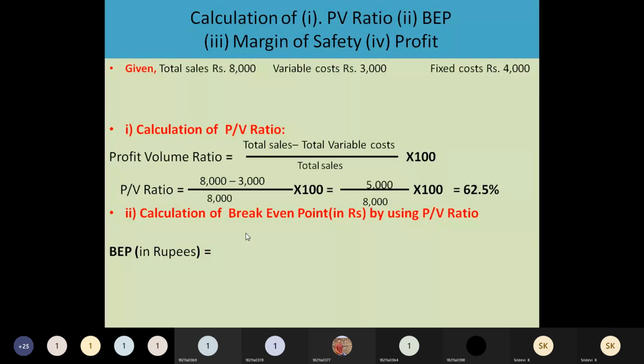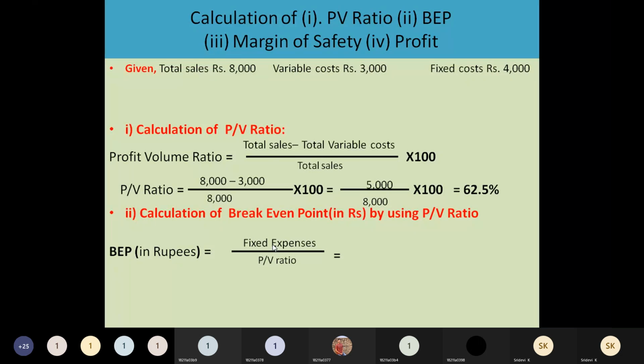So whenever you are going to calculate break-even point by using PV ratio, the result will be in rupees. That you have to keep in mind. So BEP you are going to obtain in rupees, not in units, if you are going to use PV ratio to calculate the BEP. So the formula for this is fixed expenses divided by PV ratio. So this will give you the BEP in rupees.